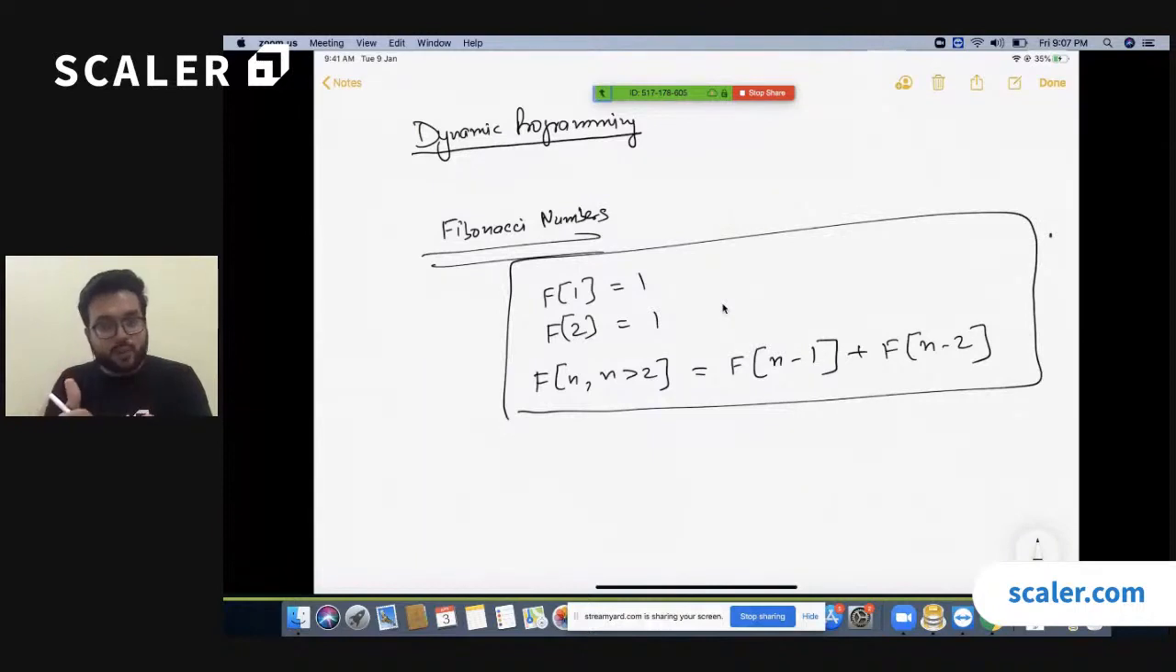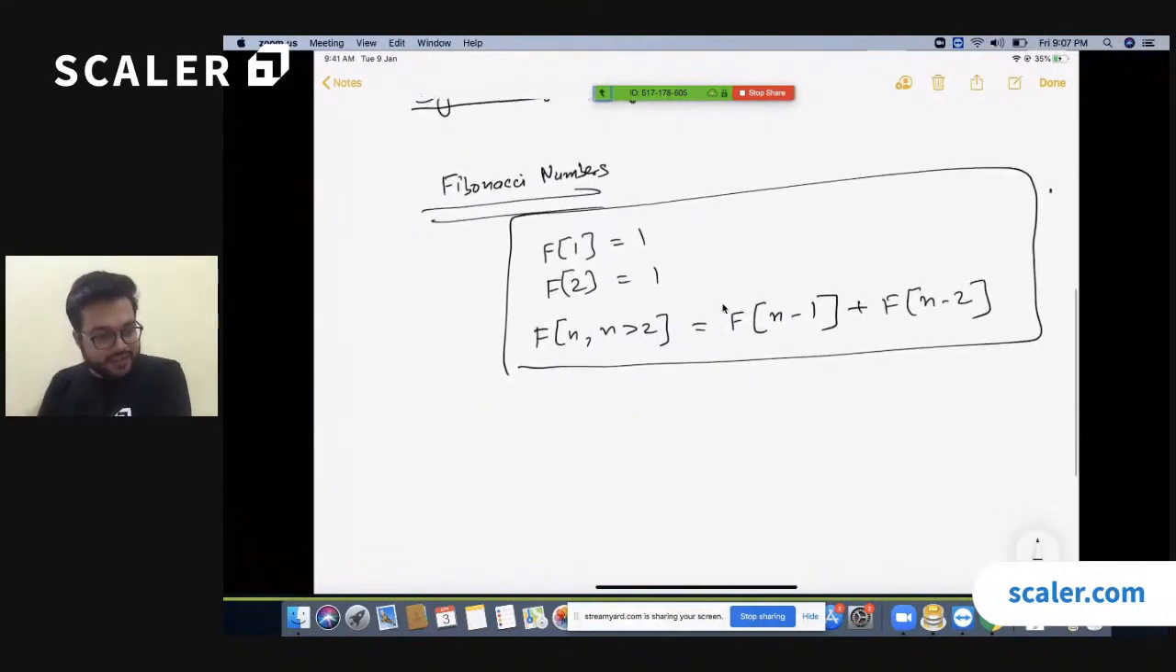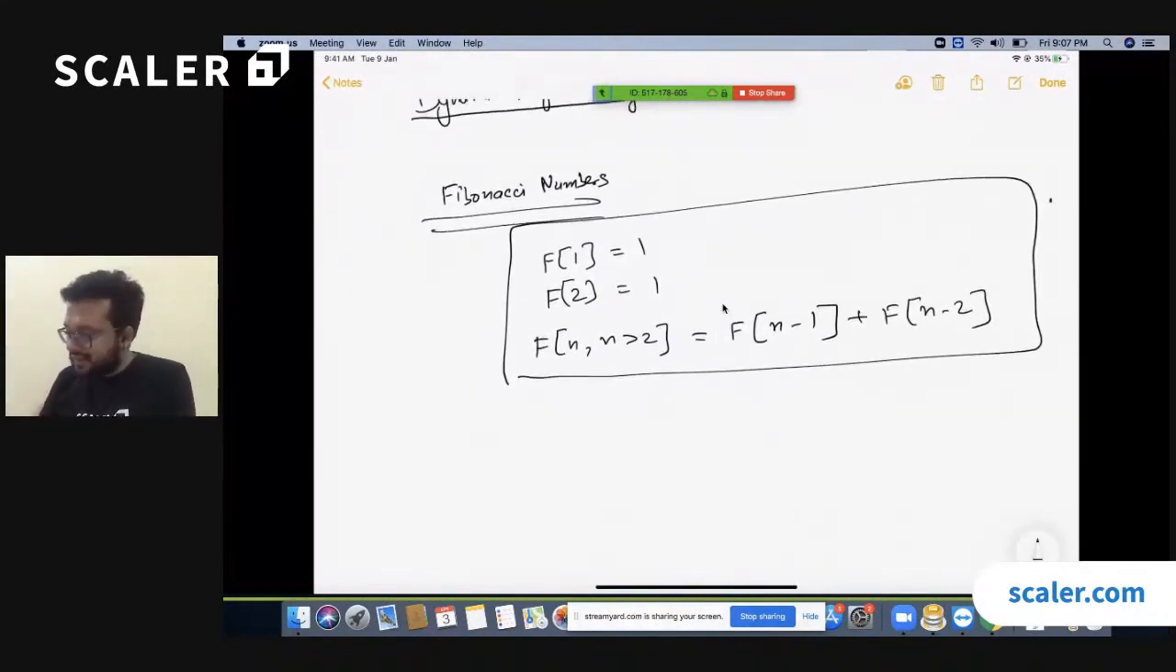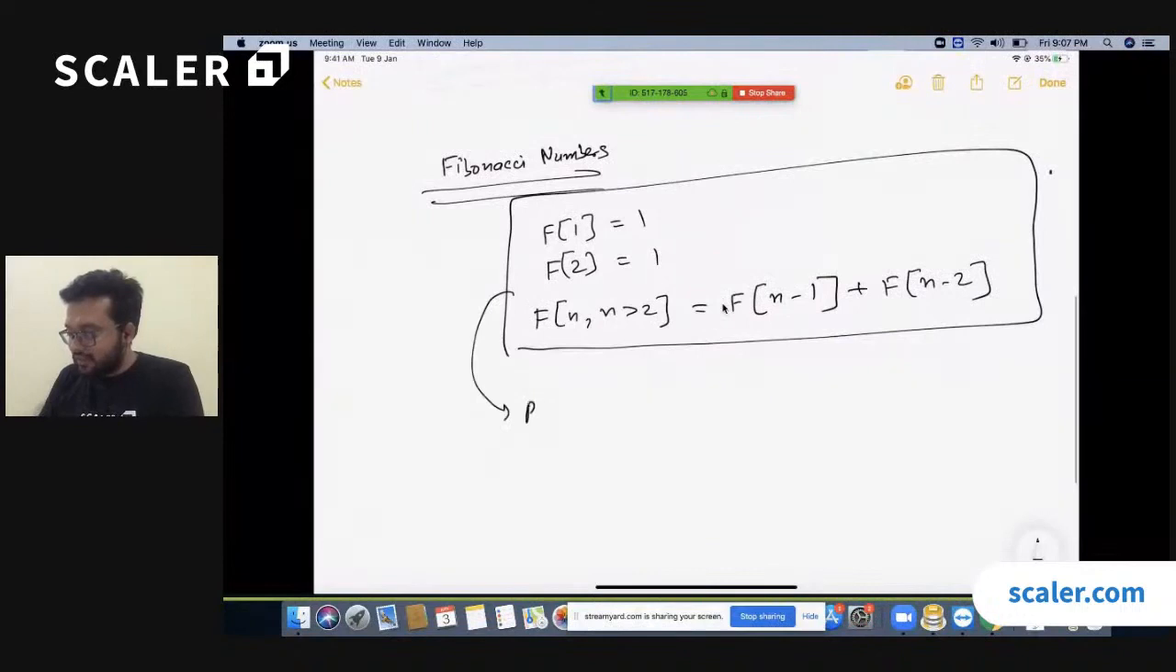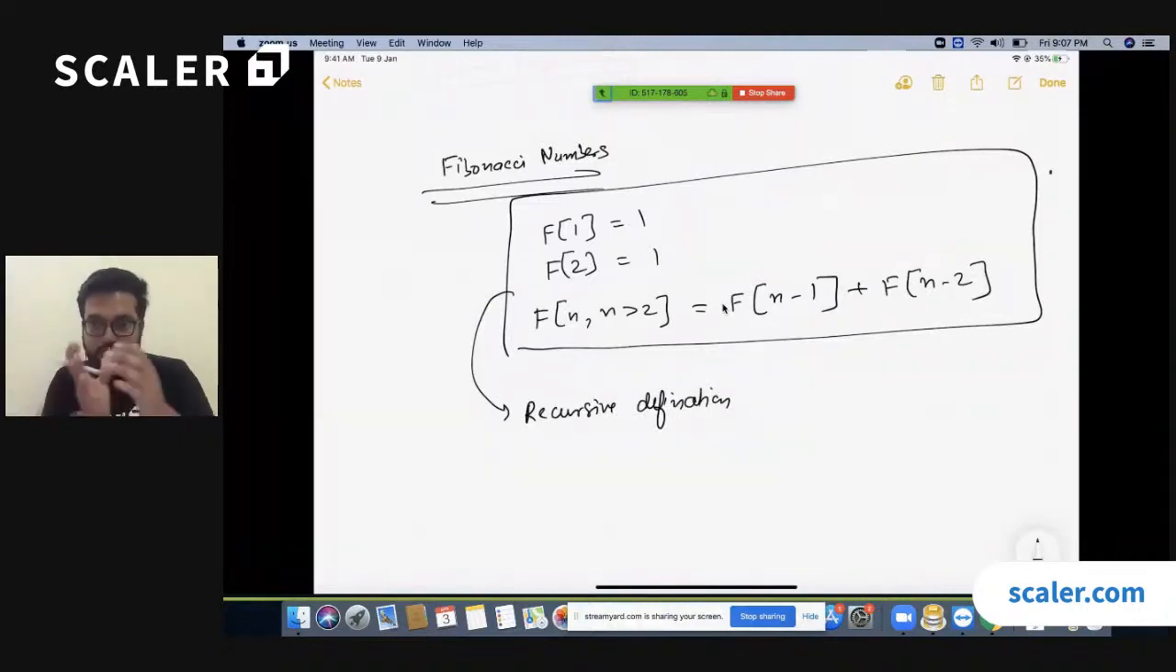The first Fibonacci number is 1, the second is 1, and for any n greater than 2, the nth Fibonacci number is the summation of the last two Fibonacci numbers, the (n-1)th and the (n-2)th. Just by looking at the definition, everyone would be clear that it is nothing but a recursive definition, right? You are defining a number recursively using previously defined numbers. So how would you go about solving this?